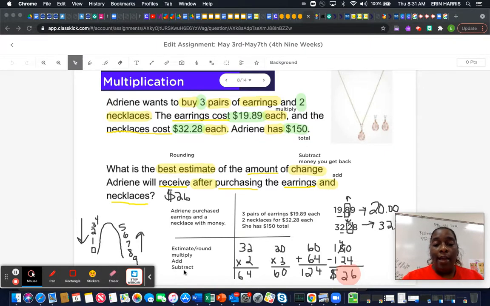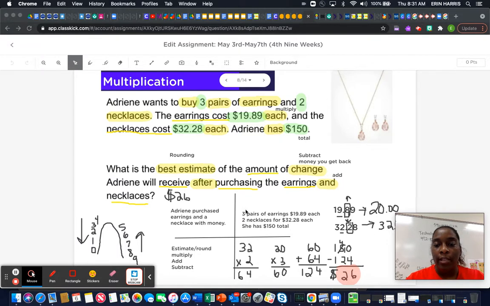And then I said subtract because it says amount of change. And you know that when you go to a store and you purchase something, you give the cashier cash, you get money back. So that means that we're going to subtract what she purchased from her total and see what change she gets back. The very first thing that I'm going to do is estimate and round, and I'm going to round the numbers for the jewelry.